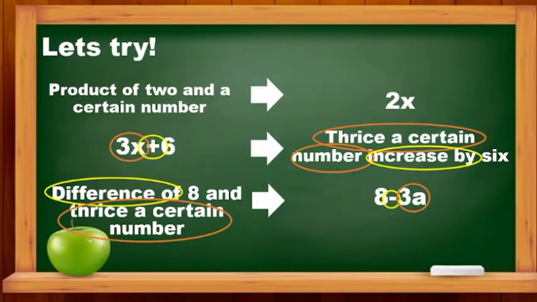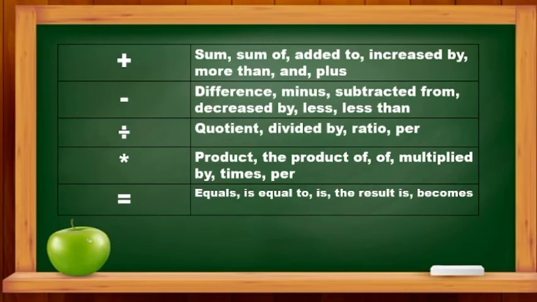Okay, from our word phrase, since we mentioned the number 8 first, our 8 will be written first, subtracted by the second mention, which is thrice a certain number. So that's why it is 8 minus 3a. So I have here translations of the mathematical operations. For example, addition can be translated as sum of, added to, increased by, more than, and plus. Next is subtraction, which can be translated as difference, minus, subtracted from, decreased by, less, less than.